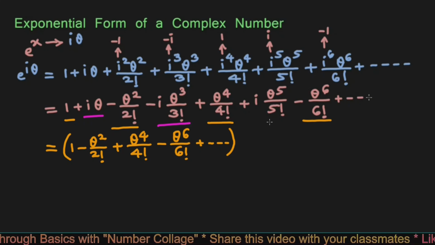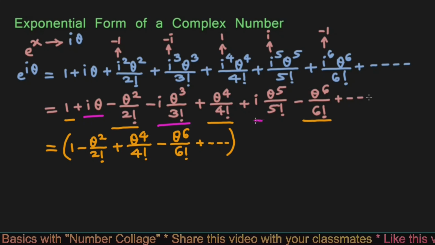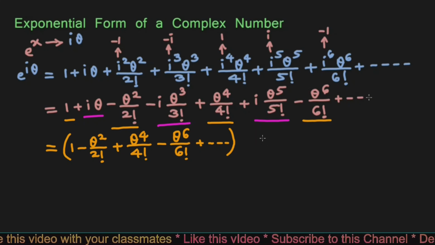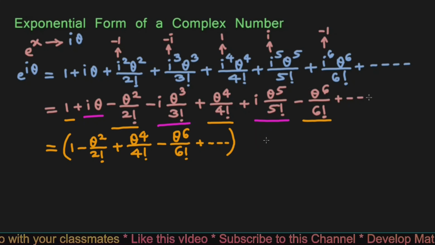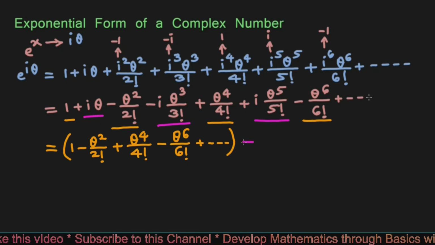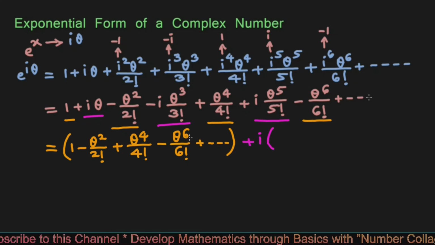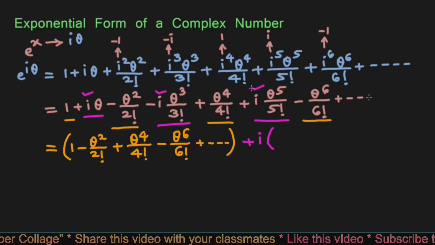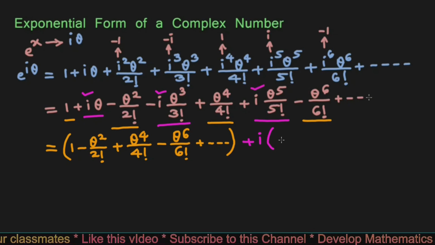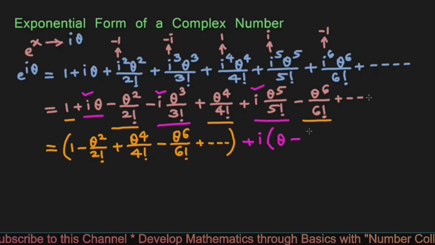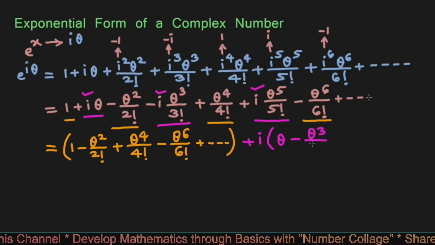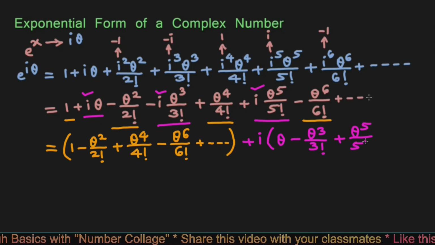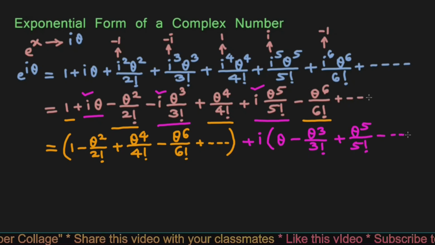and the terms i theta minus i theta cube upon 3 factorial plus i into theta raised to 5 upon 5 factorial, etc., represent expansion series of sine theta. So we write these terms as plus i times, because i is a common factor in all these terms, into theta minus theta cube upon 3 factorial plus theta raised to 5 upon 5 factorial minus so and so forth.